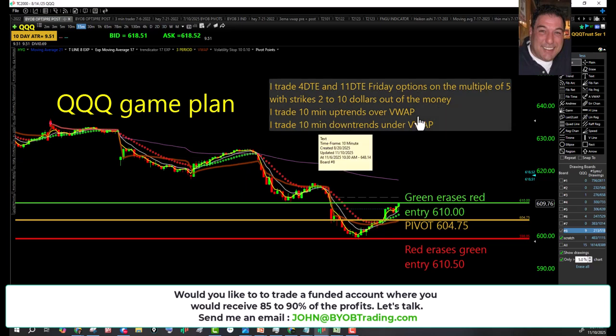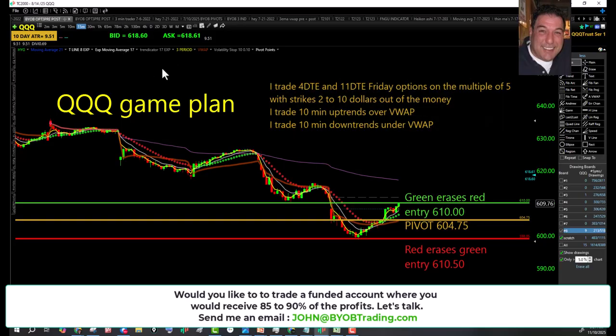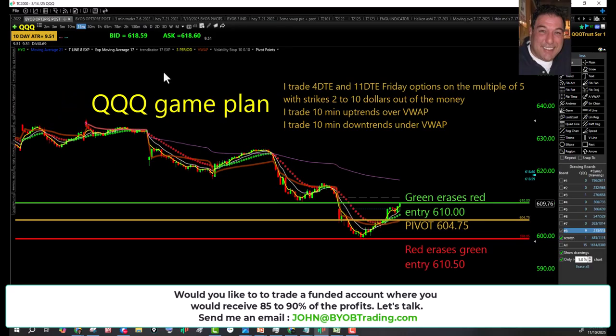I trade 10-minute uptrends over VWAP. I trade 10-minute downtrends under VWAP. I like my favorite chart, my favorite pattern, my favorite setup is, get ready for it, 10-minute uptrend over VWAP that resides inside 2-hour uptrend, that resides inside daily uptrend, that resides inside the weekly uptrend, that resides inside the monthly uptrend, and all over that, the 10-minute uptrend over VWAP is over the all-time high anchored VWAP. That is the ultimate setup. That is my most favorite trade.